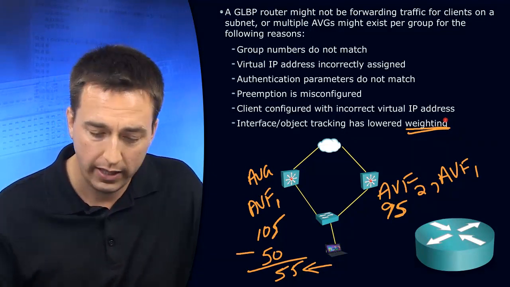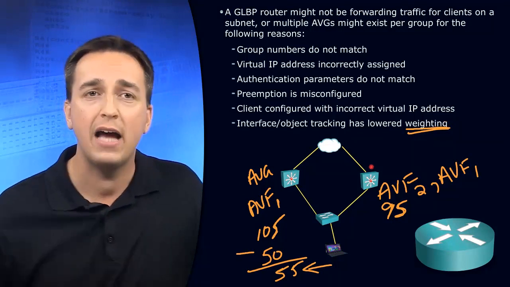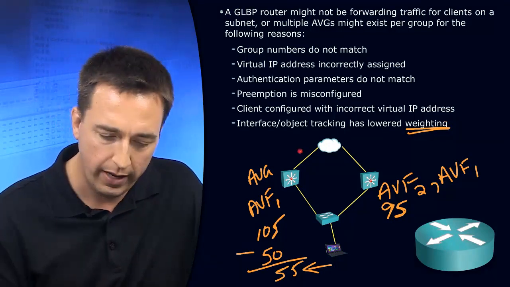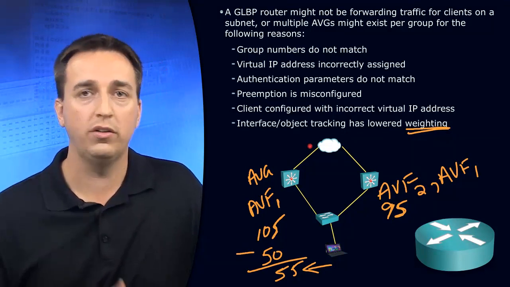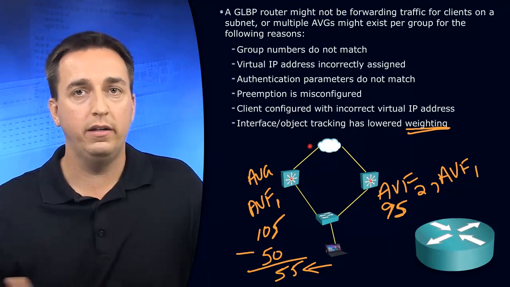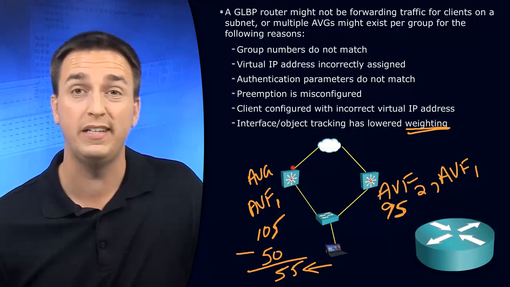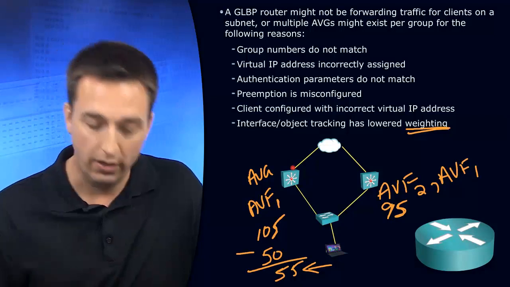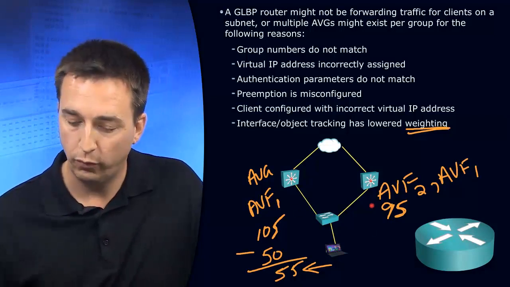So if all of a sudden you're experiencing an issue where this device is forwarding for all of the MAC addresses, double check to make sure that object tracking has not been triggered, and as a result an interface has been down, and you have problems with your uplinks. That might be the issue. Or maybe somebody accidentally shut down the interface, and as a result, we had to have this device take over as the active virtual forwarder.